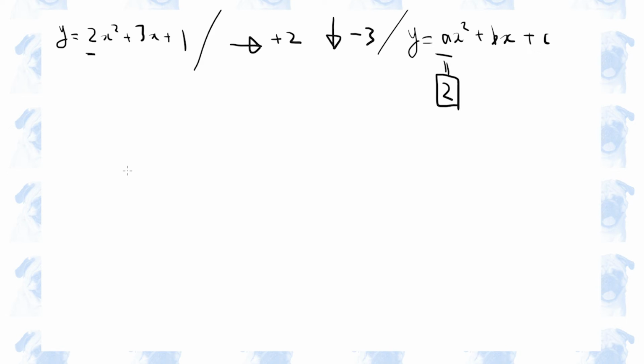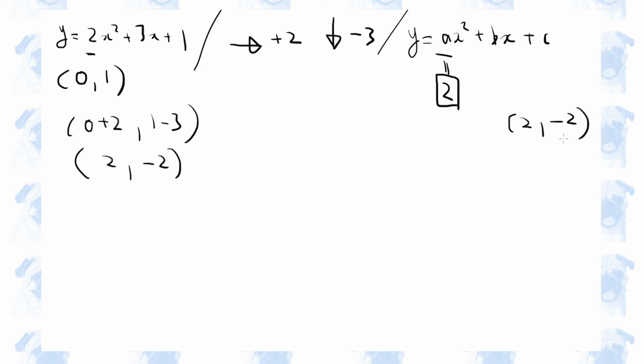Next, let's consider the y-intercept. When x is 0, y is 1. Therefore, this parabola goes through the point 0, 1. So let's shift this point by 2 units in the x direction and minus 3 units in the y direction. 2, minus 2.